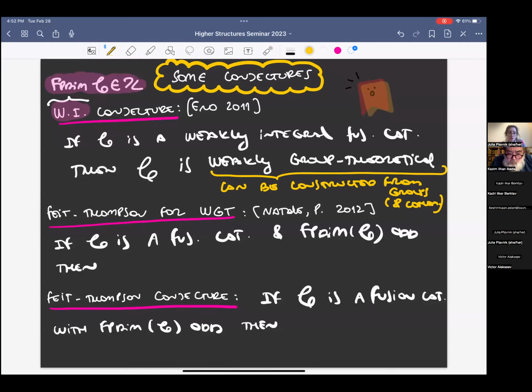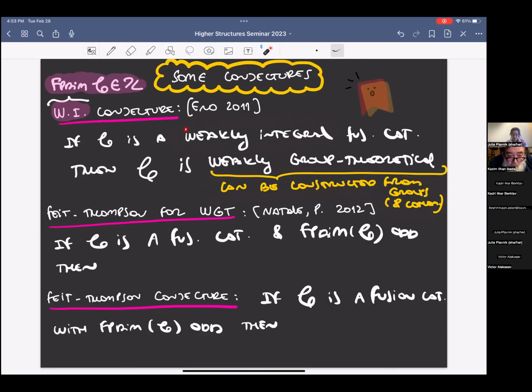Not as explicitly as we said with Vec_G^ω, but basically, maybe let me say a little bit, in fusion categories, we also have a notion of Morita equivalence, and there is a notion of nilpotency, and saying weakly group theoretical is saying that it's Morita equivalent to something nilpotent. And that one can be described from groups. So the conjecture is that if it's weakly integral, it can be described in terms of groups and cohomology. But this is open, we don't know.